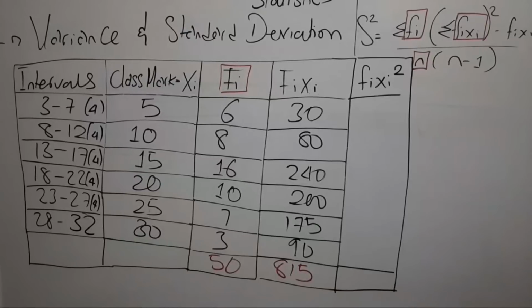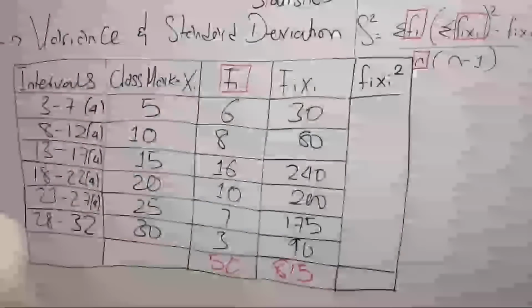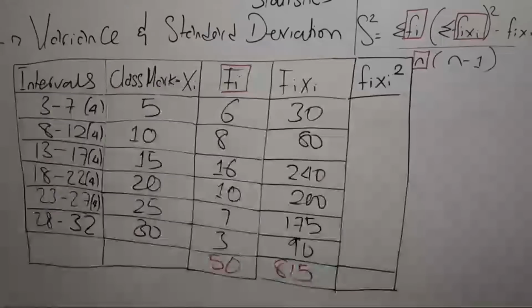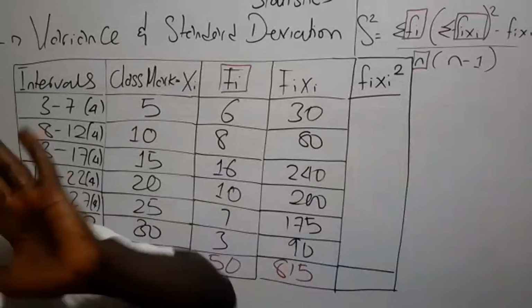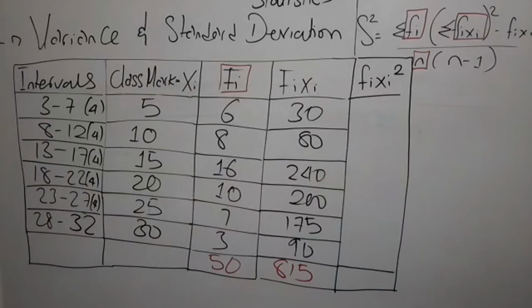Now, yes, let's keep the answers coming. According to what I have here, there's a little bit of discrepancies, but we'll figure it out. Now, if we are to do fi xi raised to the power of 2, we are absolutely correct.